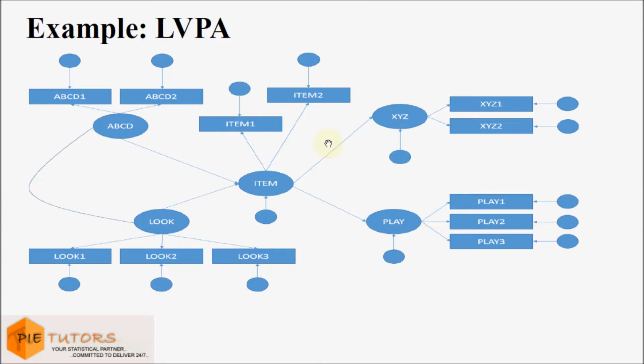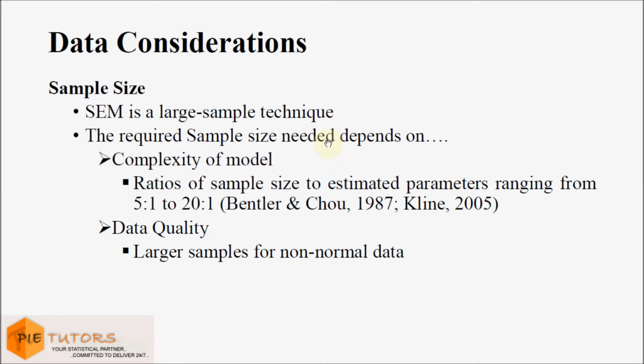So here is an example of a latent variable path analysis. Here the latent variables are represented by the ellipses, each represented by a set of observed variables and their associated error terms. So after looking at the variants of the structural models, let us look at the data considerations that we need to keep in mind when we are running the SEM analysis.